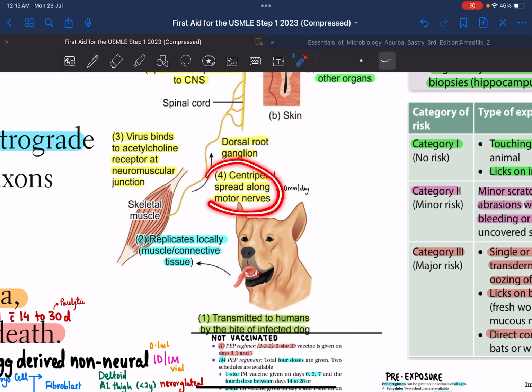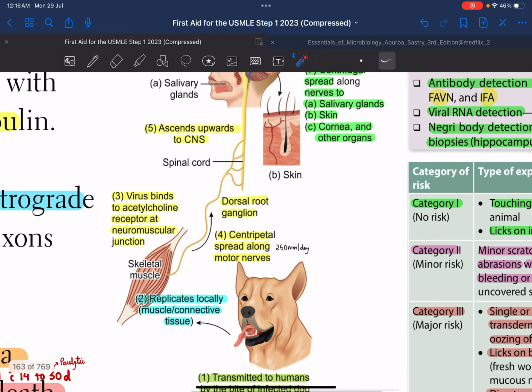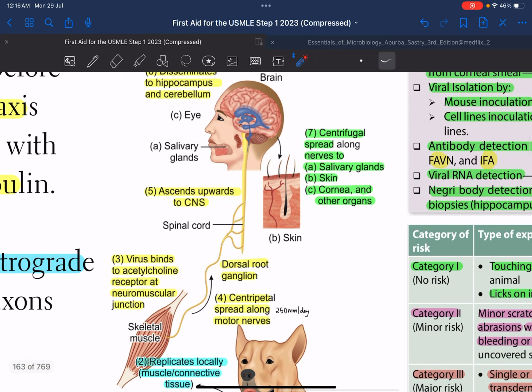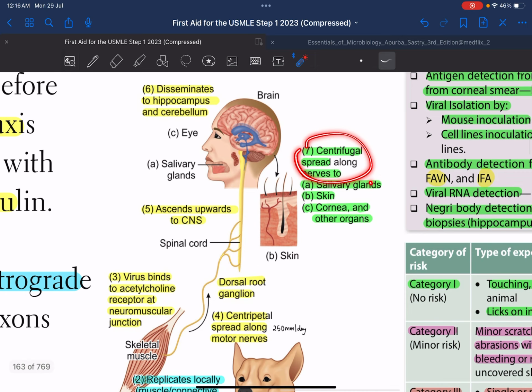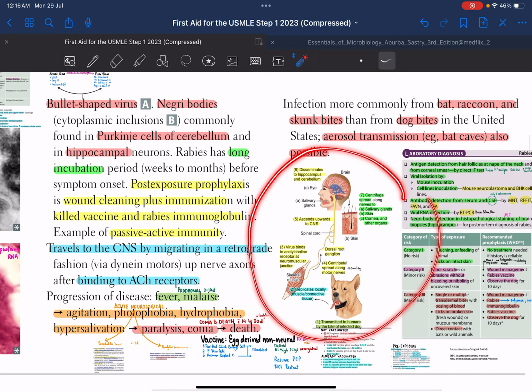Okay, it basically travels retrogradely at a rate of about 250 millimeters per day and reaches the dorsal root ganglion. After reaching the dorsal root ganglion, it ascends upwards to the CNS and reaches the hippocampus and the cerebellum, from where it then centrifugally spreads along the nerve. Centrifugally means from the cell body to the axon, and it centrifugally spreads to the salivary gland, the skin, the cornea, and the other organs. This is the basic pathogenesis of the rabies virus.